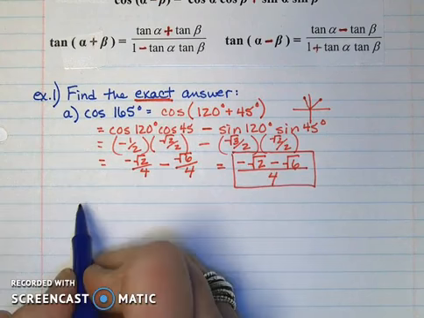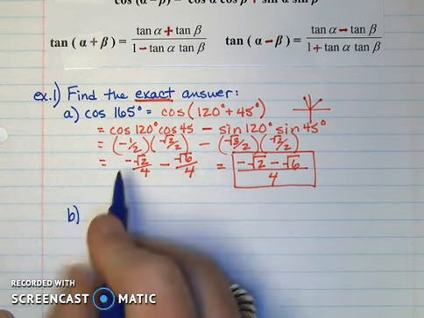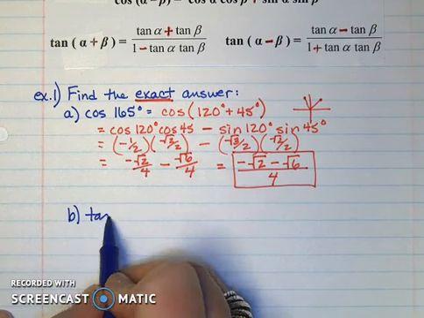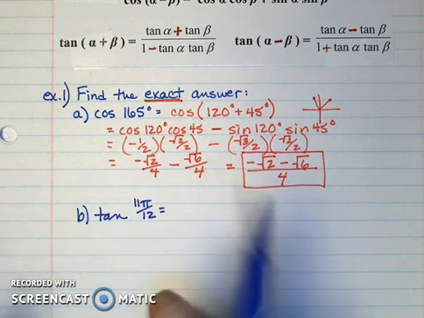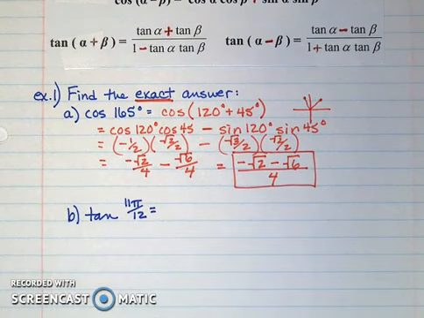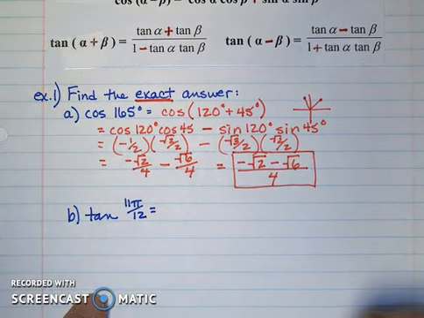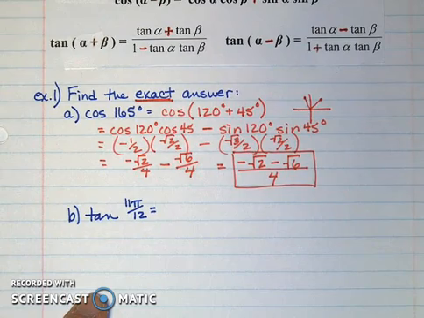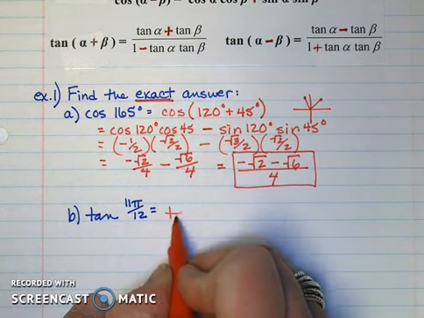All right, so I've got B. Let's do B. We're going to also find the exact answer of tangent of 11 pi over 12. So again, I have to find out, I have 11 pi on the circle, but that's 11 pi over 6, right? This is 11 pi over 12. So I'm going to change that to the tangent.